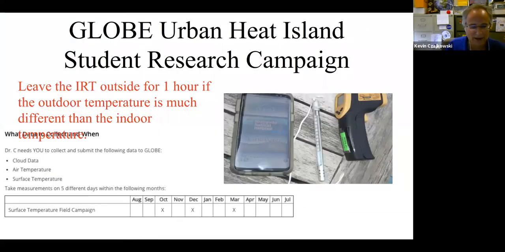And so we're doing this in October, December, and March. You can do cloud observations, air temperature, and surface temperature. It's kind of a nice combination. One thing I wanted to mention was to leave your infrared thermometer outside for an hour before you do this. If the temperature outside is much different than the temperature inside, that helps the infrared thermometer to equilibrate. And I find interesting with everybody does their temperature with the infrared thermometers now for COVID, and that they do read incorrectly, especially if you hold it in your hand for a long period of time. Next slide.